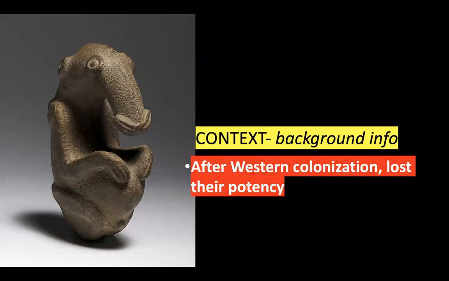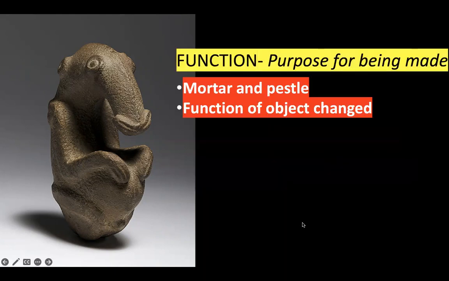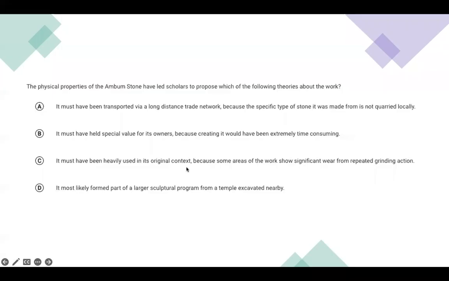The context or the background: after Western colonization, it lost its potency. What does that mean? After Western colonization, the people lost their potency, I believe. They took away everything sacred to them. This functioned as a mortar and pestle, like actually grinding up some food or some spices inside of his belly. And then the function of the object would have changed over time.